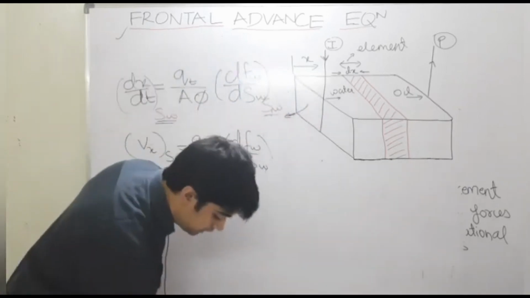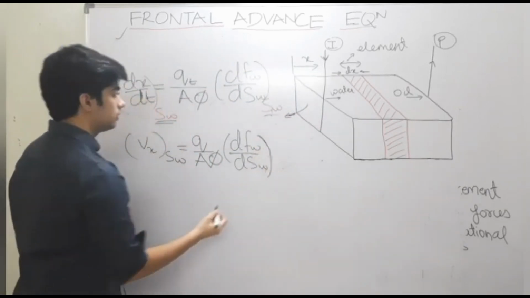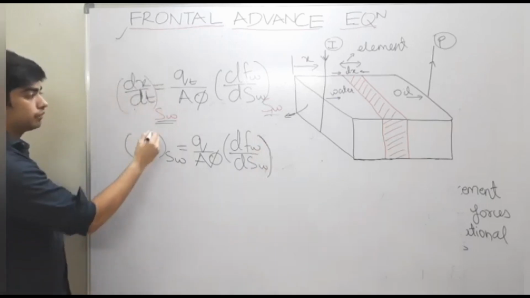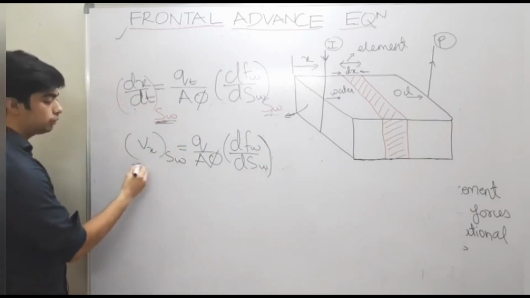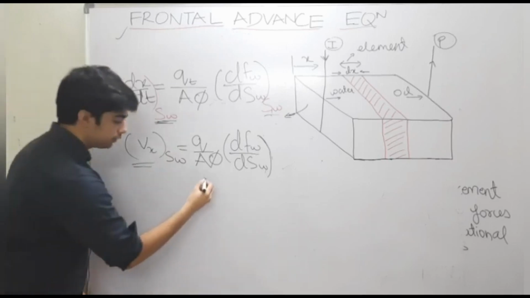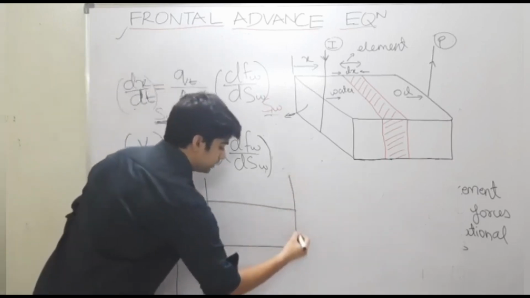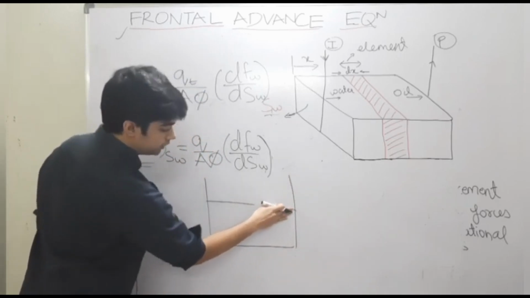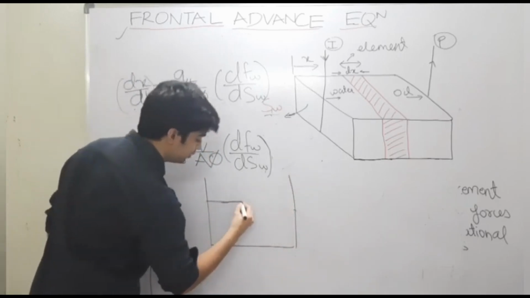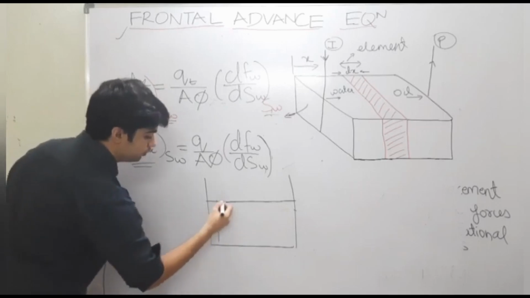So not only are we defining the position or time of saturation, but we are basically obtaining the velocity. Now if we try to visualize this equation, this is our reservoir, although it does not look like a reservoir. Suppose it is our reservoir, and we divide our reservoir into smaller blocks.